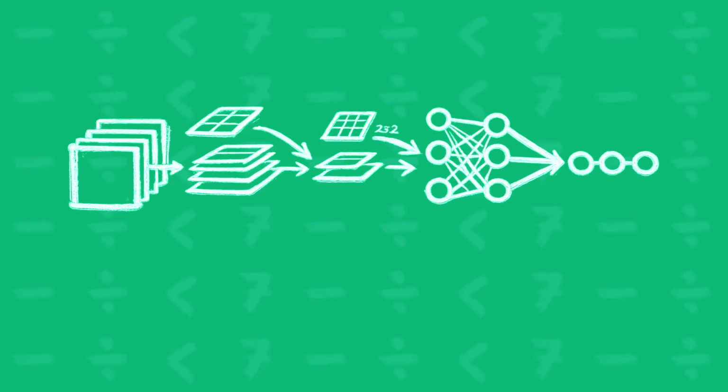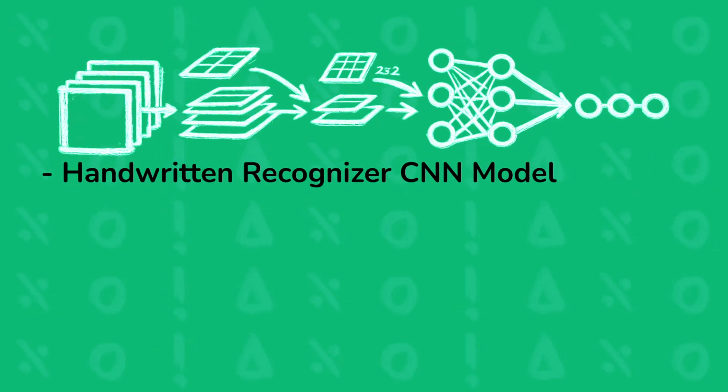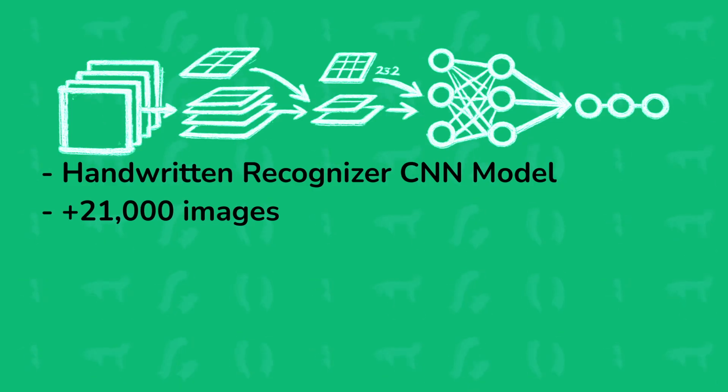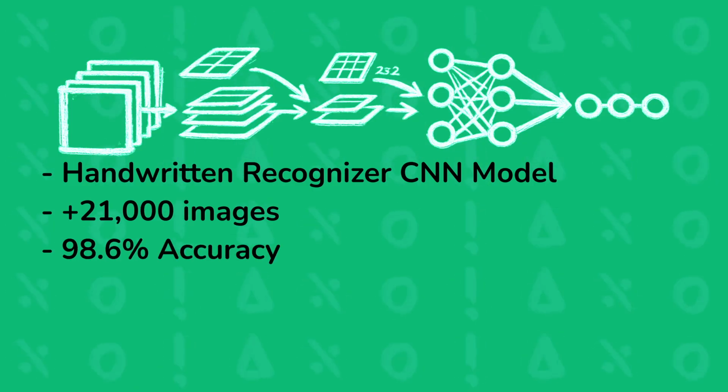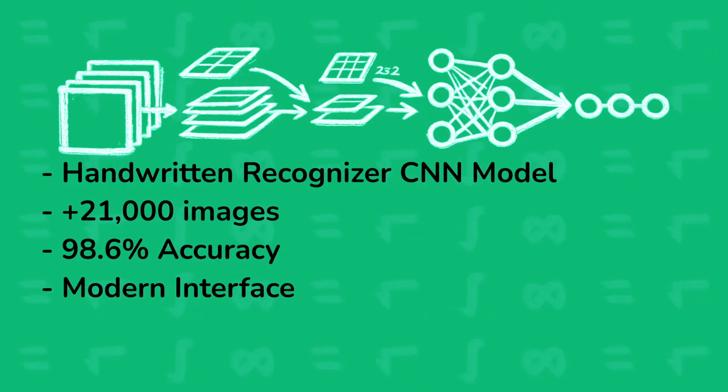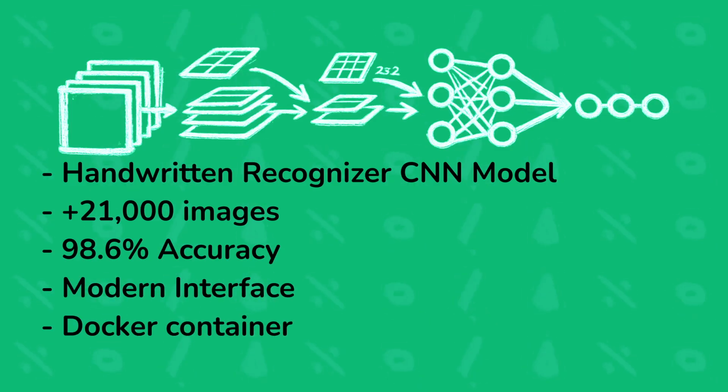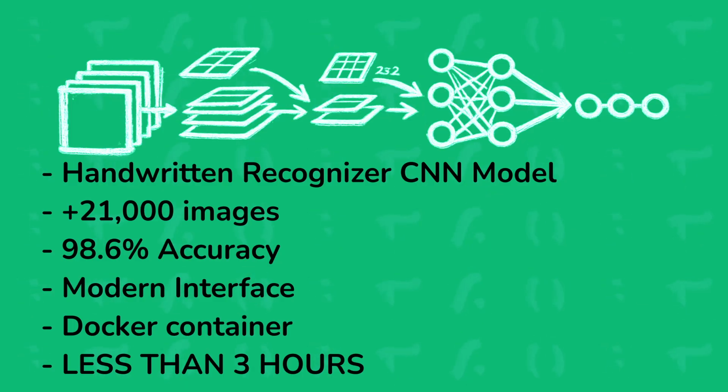If I tell you that I trained a CNN model with more than 21,000 handwritten digit numbers, getting a final performance of 98.6% of accuracy, with a minimalist frontend and packaging the entire app in a Docker container in less than 3 hours, will you believe me? Okay, let me show you how.